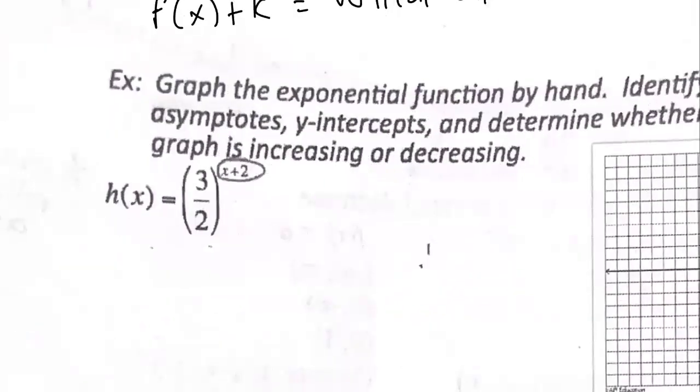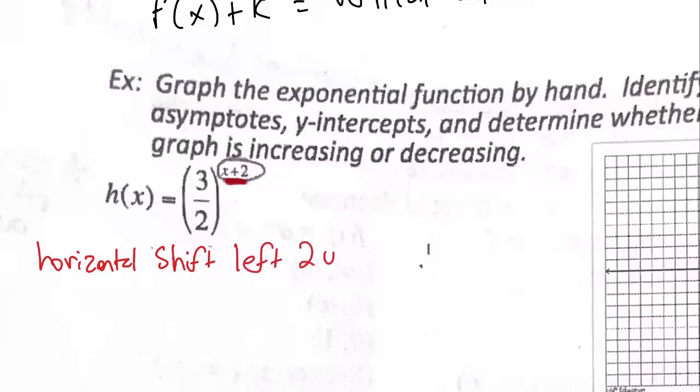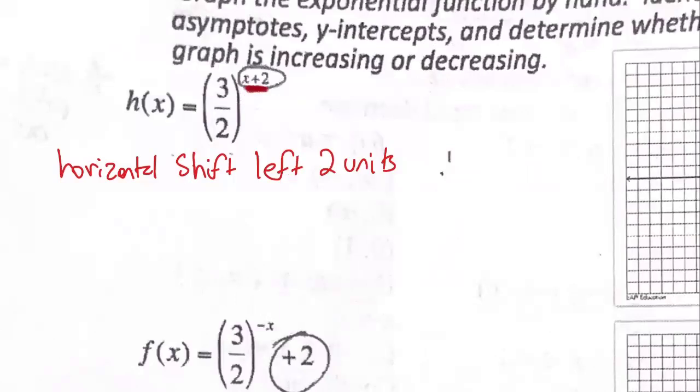Okay, so for this problem specifically, this x plus 2 means I'm going to have a horizontal shift. To the left, 2 units. Since we know we have to shift to the left 2 units, where do you think the y-intercept will be?